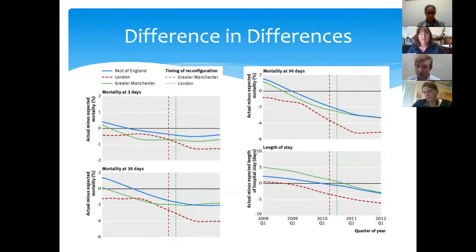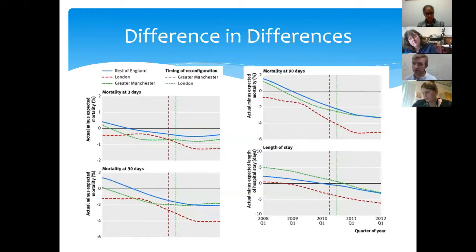And so you can see that over time, mortality was decreasing in the rest of England, and it continued to do so in London and Manchester. And as you go out to 90 days, you can see the impact was increasing. Length of stay also was decreasing over time.